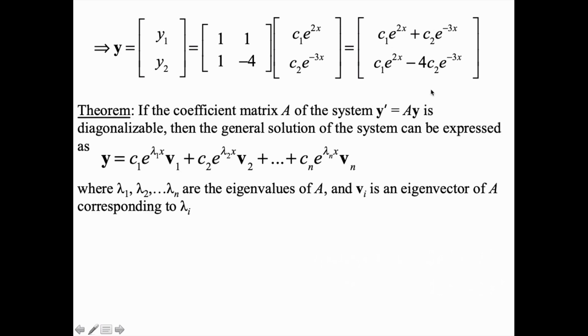So that leads to the following theorem, which tells us that to express solutions to systems of differential equations in which the coefficient matrix is diagonalizable, all you need to do is take linear combinations of the eigenvectors that you see here. So this theorem says if the coefficient matrix A of the system y prime equals AY is diagonalizable, then the general solution of that system can be expressed simply by taking c1 e to the lambda 1 x times the first eigenvector plus c2 e to the lambda 2 x times the second eigenvector, all the way until you run out of eigenvectors.